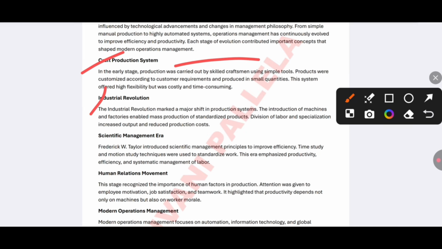Next, with the industrial revolution, the production system also shifted. With the help of machineries in the factories, they were able to produce their products. So that is the second stage of this evolution.